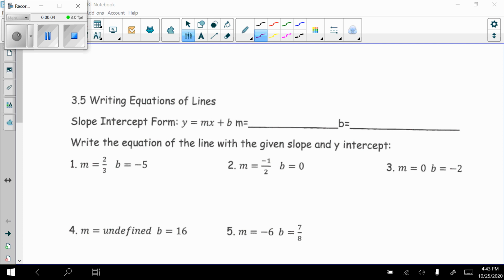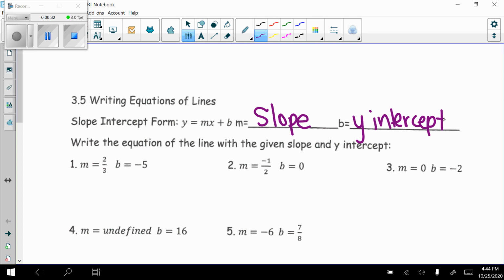Today in geometry, we're going to look at section 3.5, writing equations of lines. Yesterday we looked at graphing the lines, so now we're going to learn how to write the equations. Recall that slope-intercept form of a line looks like y = mx + b, where m is equal to your slope and b is equal to the y-intercept.